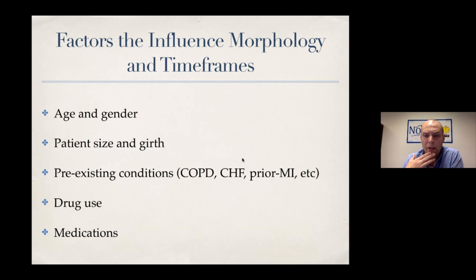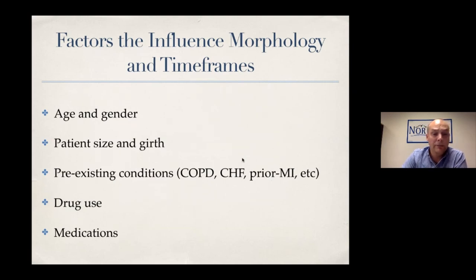COPDers can have what they call cor pulmonale, ventricular strains, all those kind of things with CHFs. Those all can influence what you're looking at. We're not really going over those in this lecture, but just know that chronic pre-existing conditions can have an influence on what your QRS looks like. So if your suspicion is there, but you can't 100% tell, always go with your clinical judgment in that situation.